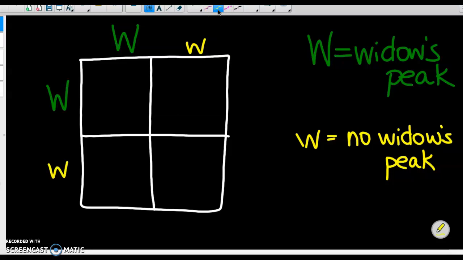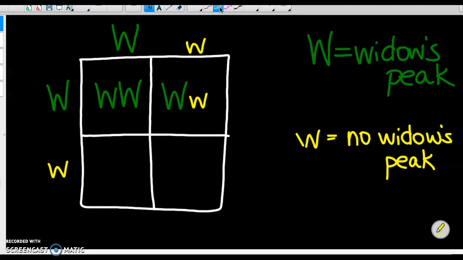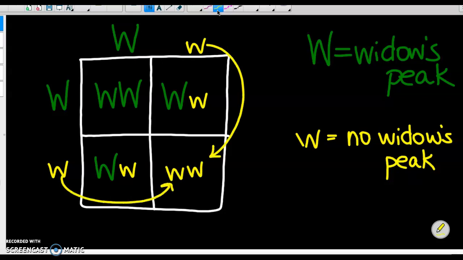So we're going to go ahead and fill out our square here. So capital, capital, capital, and then lowercase. And then we're going to have capital and then lowercase. And then this one is going to have 2 lowercases. Remember, I'm pulling it from here and from here.